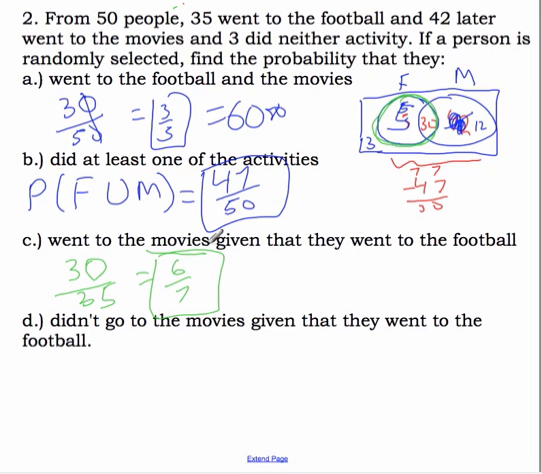Okay. Probability didn't go to the movies given that they went to football. So I've got this football group still circled. It's the probability they didn't go to the movies. Well, actually, these are complementary events, right? These have to add up to give you 1, so I know the probability has to be 1/7.